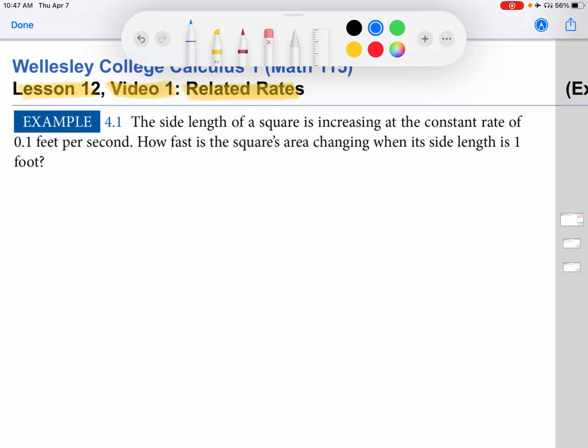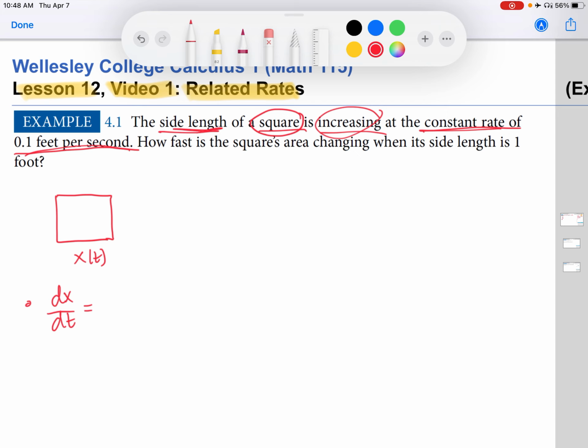It says the side length of a square is increasing at the constant rate of 0.1 feet per second. So the first thing I want to do in a related rates problem is draw a diagram. That's always going to help. So I know I'm dealing with a square whose side length is increasing at a constant rate of 0.1 feet per second. How do I put that into my diagram? Well, I don't know the side length formula, so I'm going to call it x of t. Now this should be a little familiar from what we just did. And what I do know is that the side length is changing at the rate of 0.1 feet per second. So there I am mathematizing that.